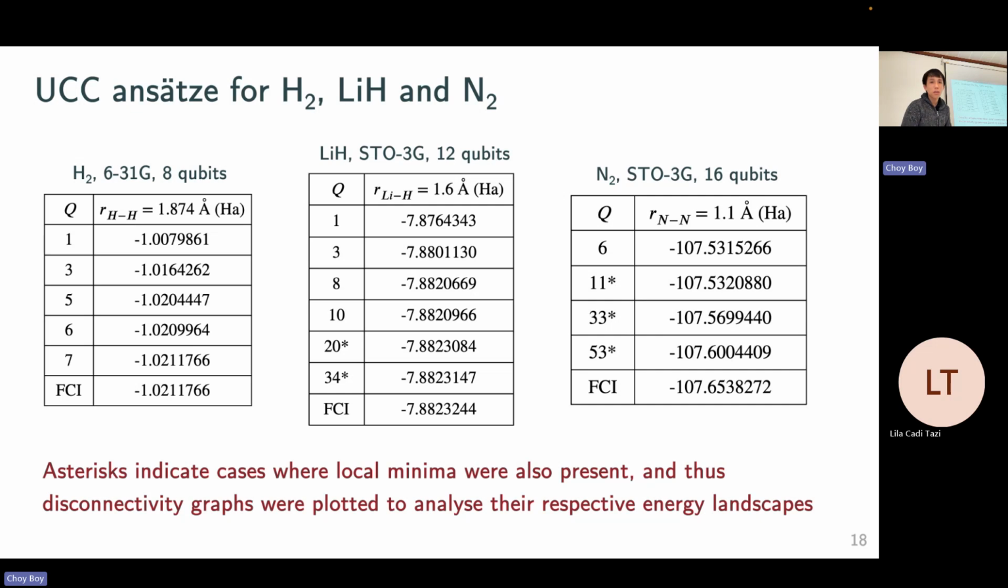Q is the number of excitation operators. For lithium hydride, we did a maximum of 34, which is the standard UCCSD, and for nitrogen it is 53. How do you choose the excitations? How do you select them? Yeah, those were based on the order given in the Evangelista paper. For this one, for example, it's a subset of these 34. But the largest number is all of them.